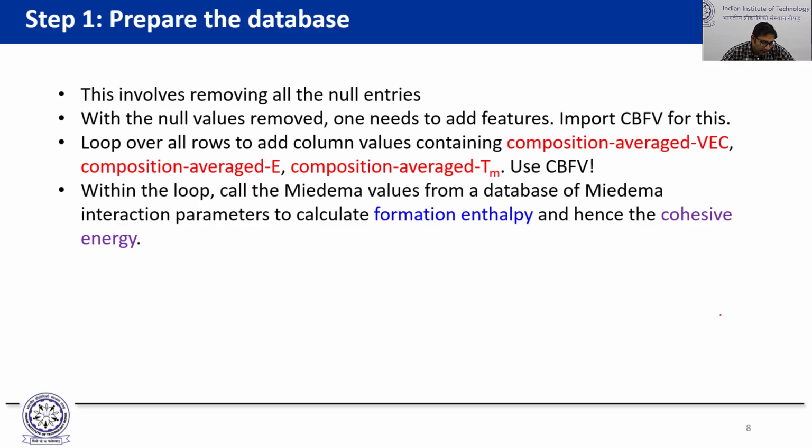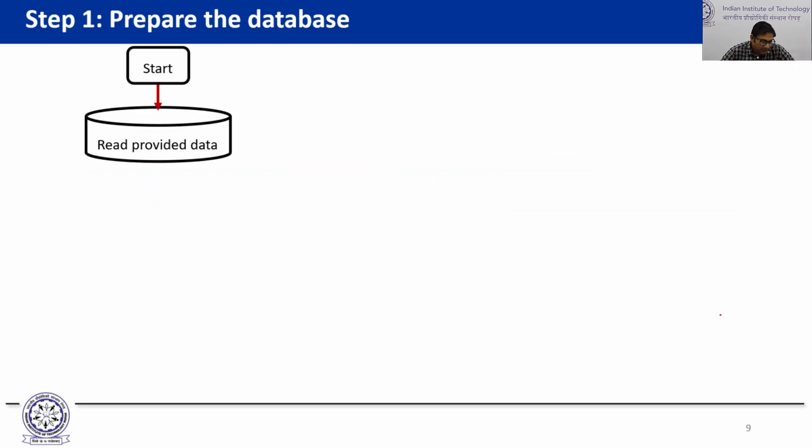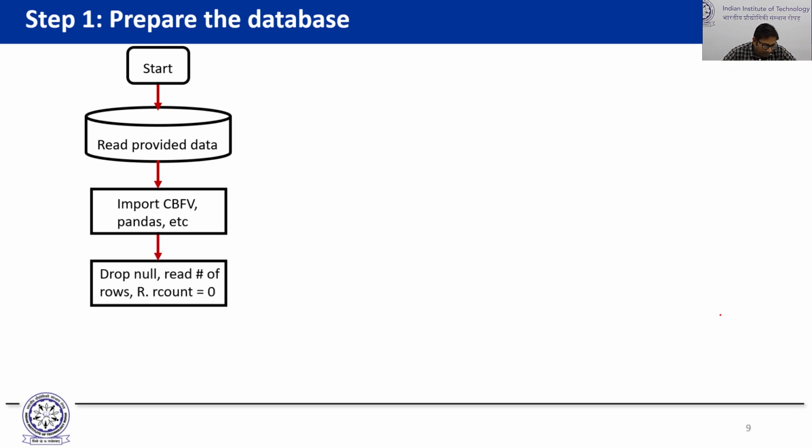So you want to remove the null entries. And once the null values are removed, you want to add in the features, whether those are the composition based feature vectors or the calculated features or a combination of both. So this is basically how you would start. You would read the provided data, you would import the CBFE and the data frame and everything. You would want to then drop the null values, read the number of rows, so that gives you an idea of the volume of the data that you are working with, and then you just want to set up a counter.